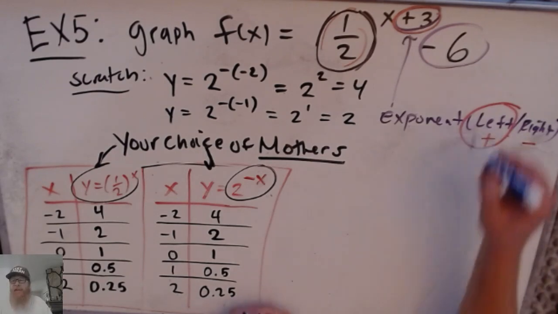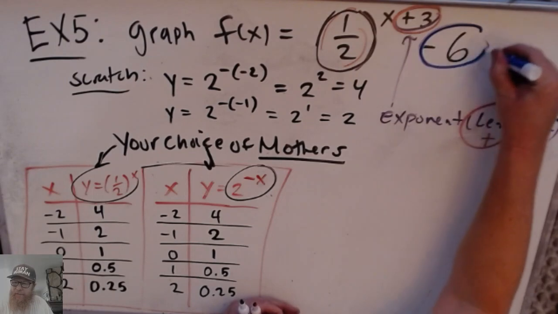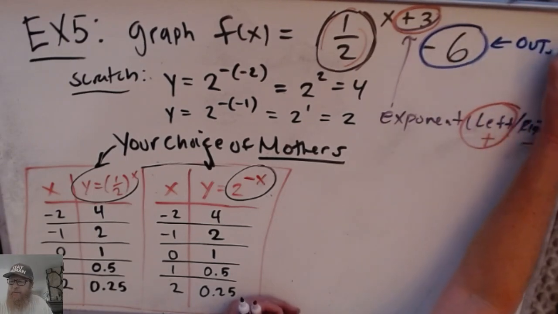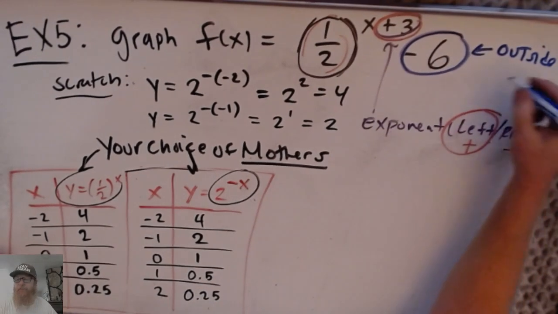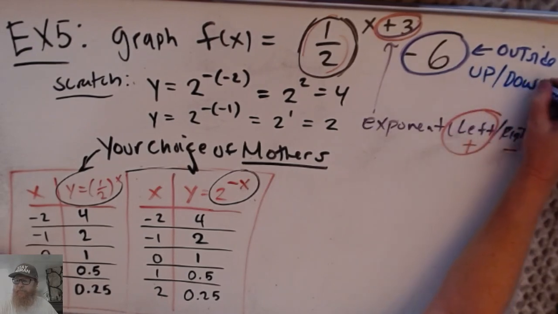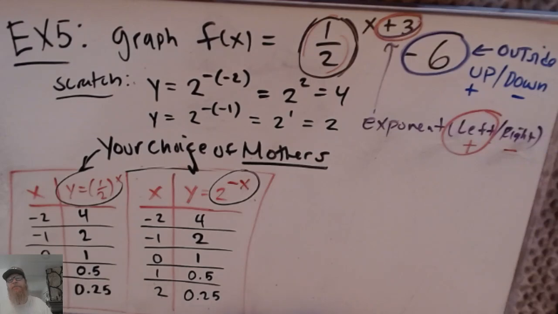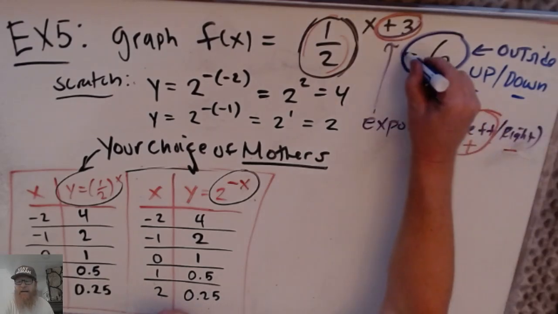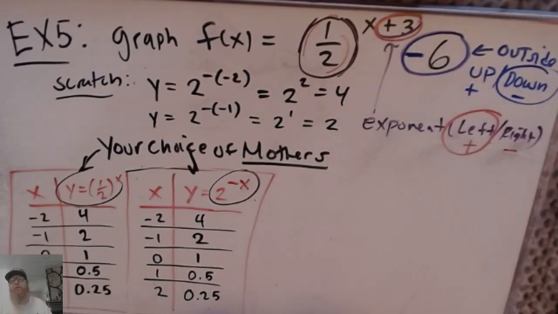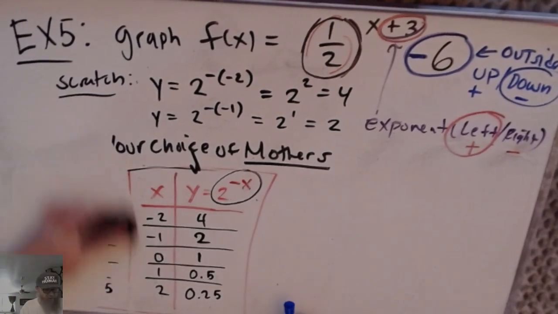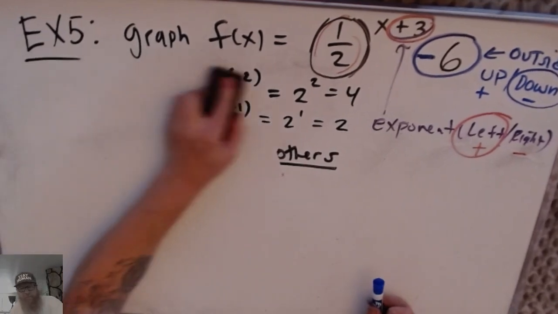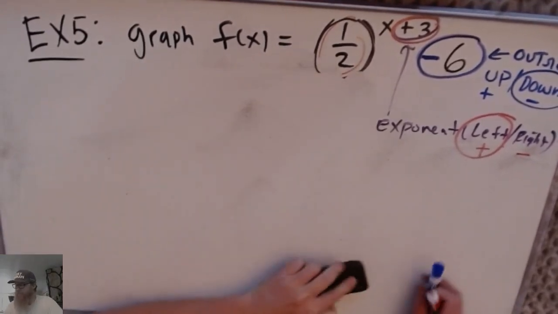And then the outside is up or down. Up is positive, down is negative. So we've got a -6, so we're going with down. Pick which one of these mothers you want to transform. It doesn't really matter, just as long as it's correct.